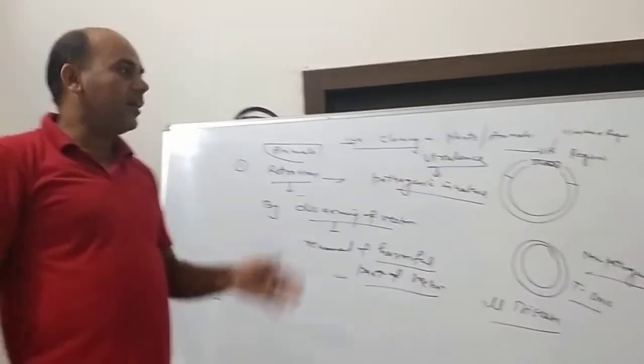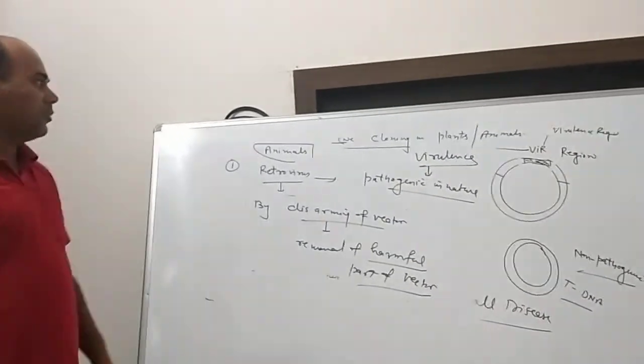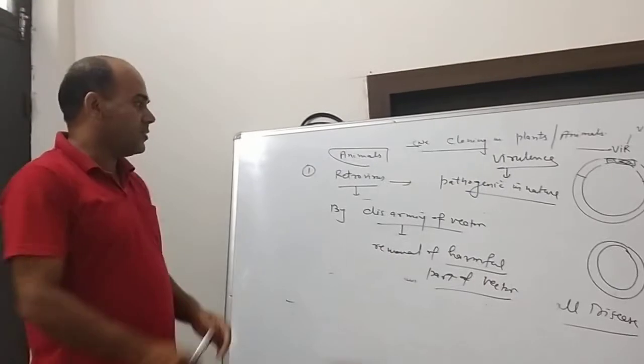One mark question, very important. So these are some vectors which can be used for gene cloning in plants as well as animals.